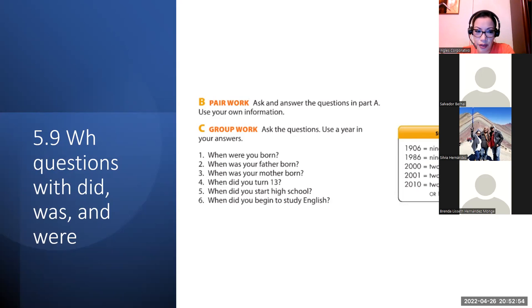Let's try to answer these questions. Vamos a ver cuántas logramos terminar. Ya casi llega el momento de terminar la sección, pero podemos responder aunque sean las primeras dos o tres.